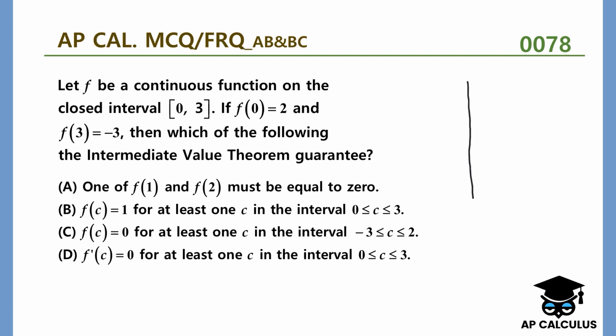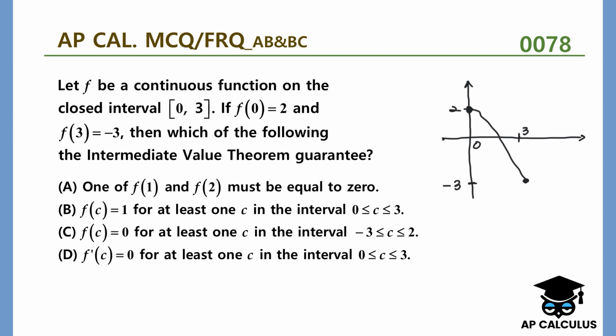Here we have information: f of 0 is equal to 2, and f of 3 is equal to negative 3, right? So if this is 0, let's say here's a 2, so the function value is here. When x is 3, y is negative 3. So the function value is here, right? Remember, the function is continuous. So I'm just going to draw one possible continuous function like that, okay?